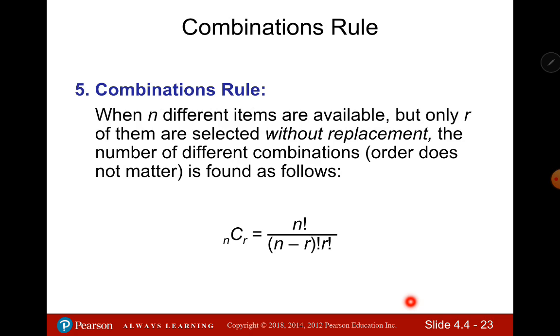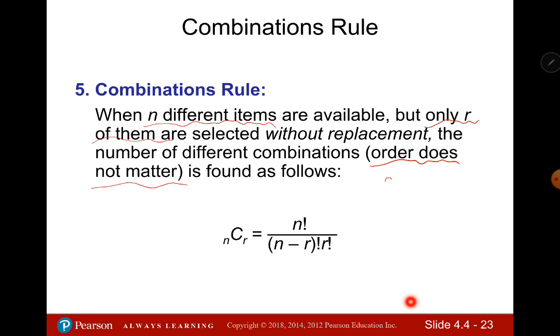So the last rule, we call it a combination rule. Remember what's the difference between combination and permutation? It's just whether the order matters or not. So for the combination rule, we still have n different items. We want to select all of them, but order does not matter.